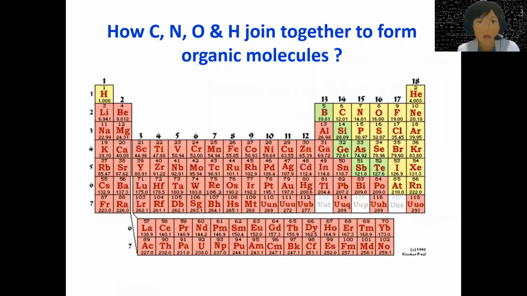Okay, how do carbon, nitrogen, oxygen, and hydrogen join together to form organic compounds? If you still remember, carbon consists of 6 electrons, and in the orbital box notation, which you learned last semester, it will be 1s2, 2s2, 2p2.